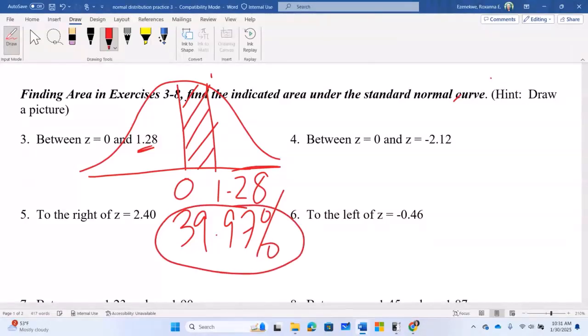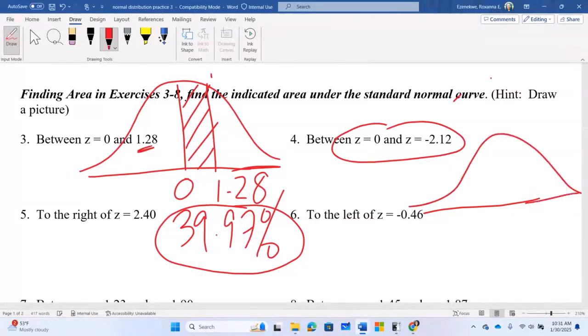Okay, see, I could be told to find the area under the normal curve. So now let's do number 4. Number 4, find the area between 0 and, we do it again. You start by drawing a normal curve. The mean is 0, and the number given to me is on the left-hand side, 2.12. So in other words, I'm told to find the area from here to there.